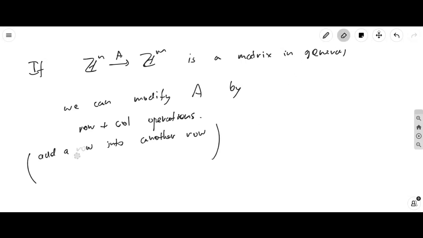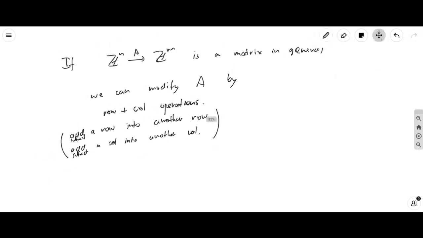Now you will notice I'm being very careful here. Usually in linear algebra, you talk about adding a multiple of a row into another row. Here you're not allowed to do that, for the simple reason that if you were to add a multiple of 2, that's not a reversible operation. You cannot go backwards and use a multiple of a half. You're working with the integers. So that's why you can only add a row to another row. You can subtract them, but that's about it. So you can add or subtract a column into another column.